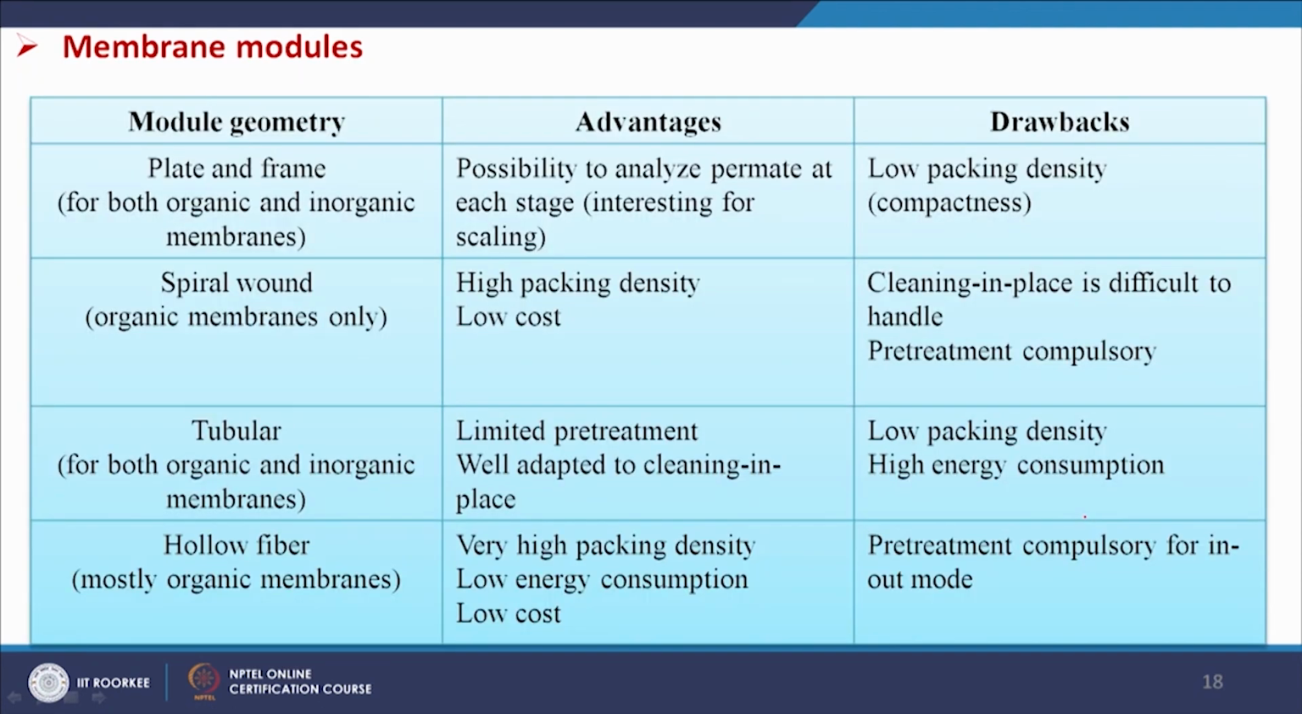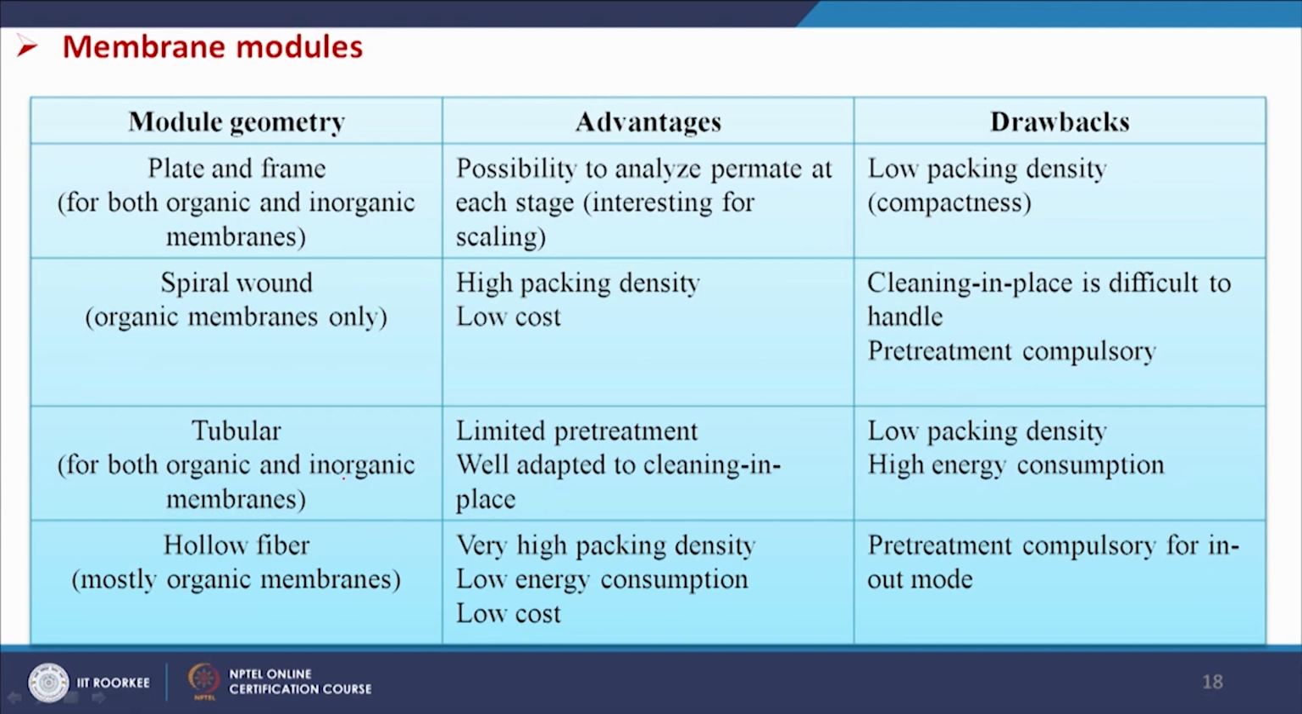So, these are the different applications, and we can get some advantage and disadvantage of all these types of modules, like say plate and frame for both organic and inorganic membranes. The advantage is the possibility to analyze permeate at each stage, but low packaging density is the drawback. So, spiral wound is for organic membranes only, not applicable for inorganic membranes. High packing density and low cost are advantages, but cleaning in place is difficult to handle, and pre-treatment is compulsory.